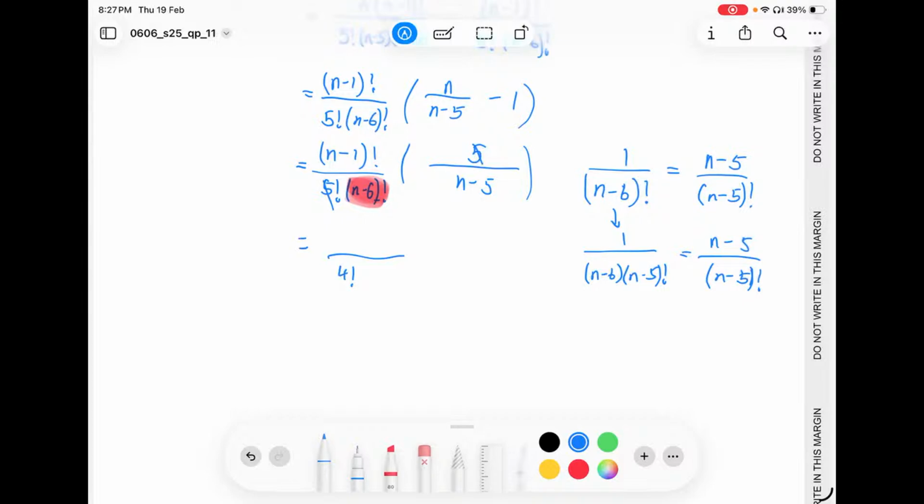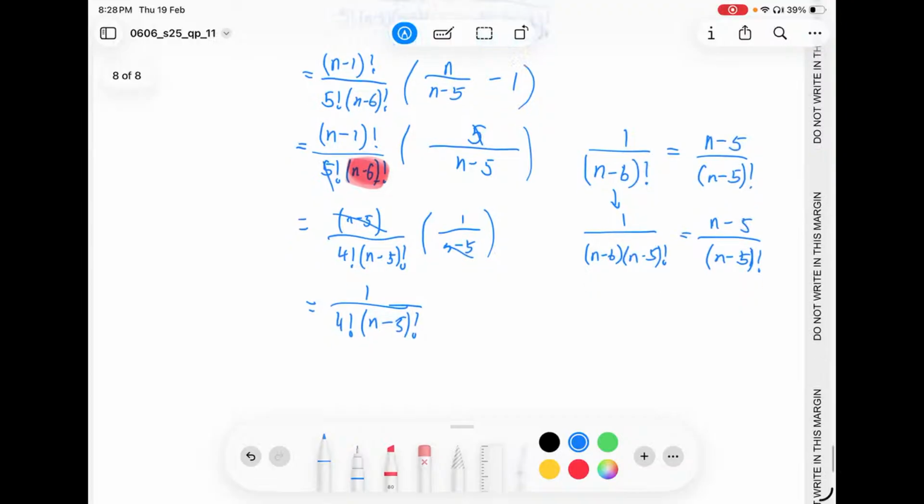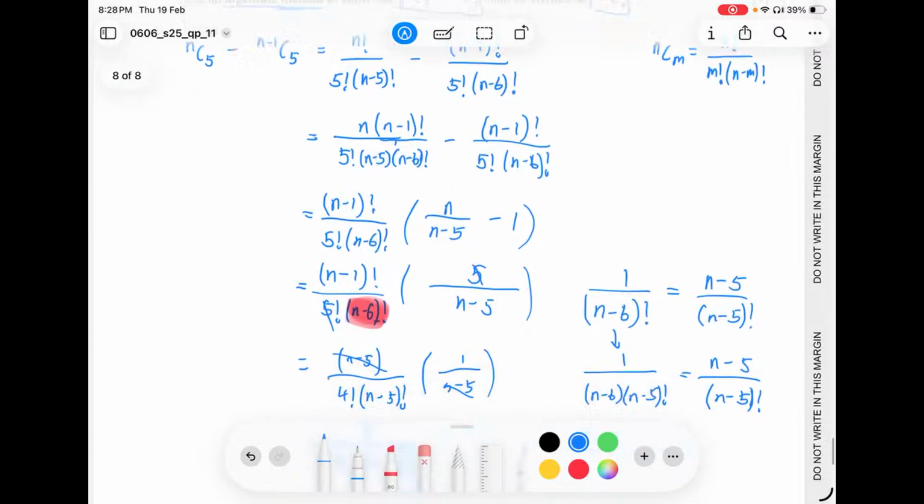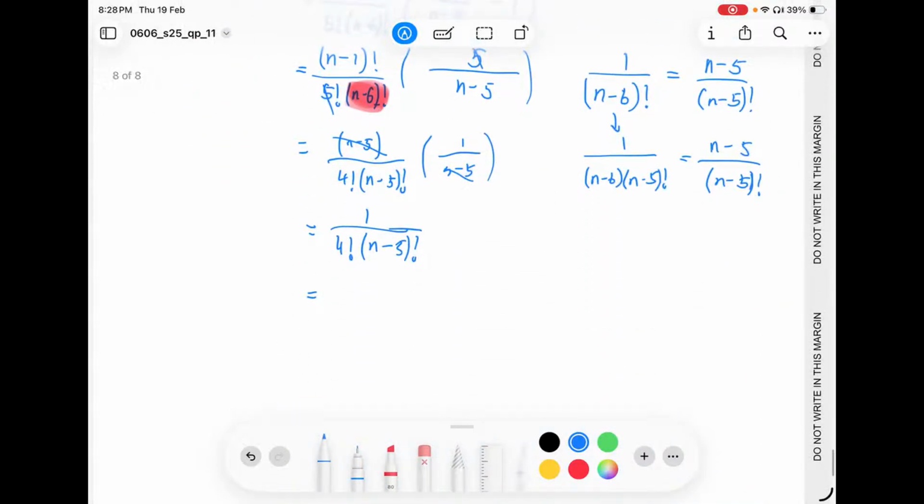So now we can write 4 factorial. We have n minus 5 on the top and then n minus 5 factorial on the bottom. We have 1 over n minus 5. We can cancel out these two. And now we are left with 1 over 4 factorial, n minus 5 factorial. Now you need to make this into what they ask, n minus 1 choose 4. So to do that, you just need to add 1 to here and n minus 5 here.